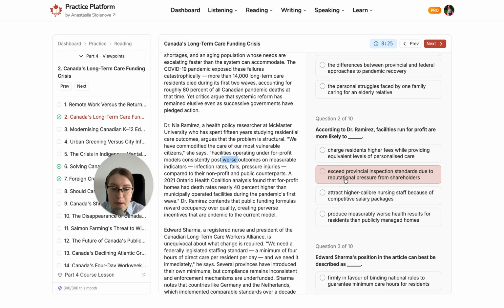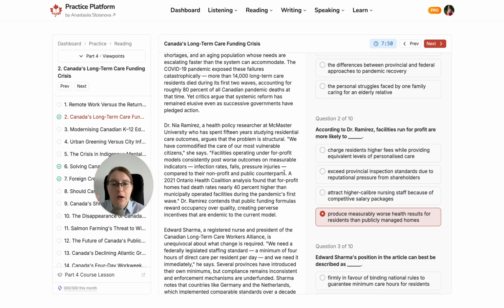Exceed provincial inspection standards due to reputational pressure from shareholders. Is there anything about that? Check this out. Attract higher caliber nursing staff. We got to be able to choose the answer that very accurately represents what this paragraph said. And in this case, it's about produce measurably worse health results for residents than publicly managed homes. We could see in the text, it's stated right here.